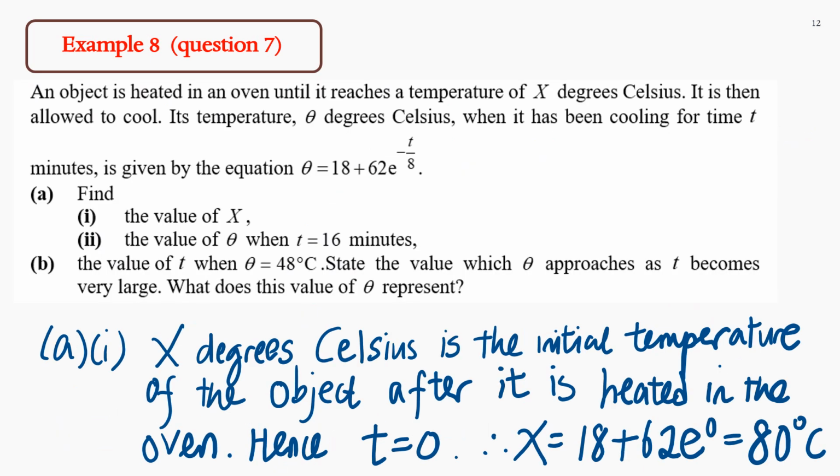Right, now let's look at example 8, which is question 7. Okay, so another popular kind of O-level questions involving logarithmic functions. Okay, so in this case here, you have an object, you put in the oven and then you heat it up until it reaches a certain temperature. So it could be 68 degrees Celsius or 98 degrees Celsius. Heat it until it's hot lah.